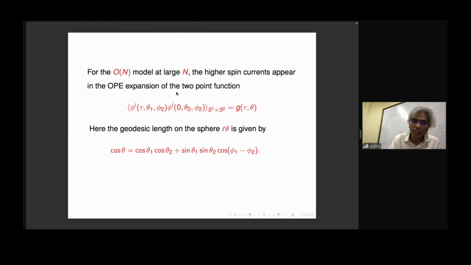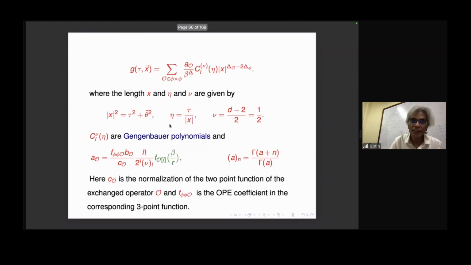And for the O(N) model, when you take the two-point function and expand it in OPE, the higher spin currents will be hidden in the OPE expansion of this 2-point function. And so the goal is that we'll first have to derive the 2-point function, right? And then perform an OPE expansion. And term by term, we can do the inversion and extract the higher spin expectation values. Yeah, so here is the OPE expansion of the 2-point function, and it is organized in terms of some Gegenbauer polynomials. That's the way it comes about.